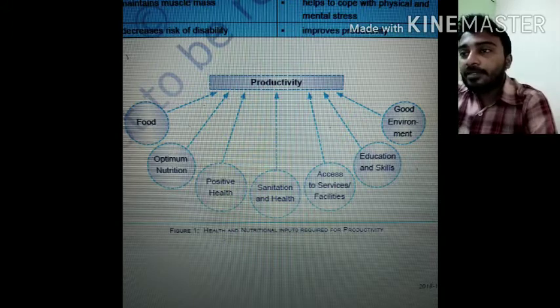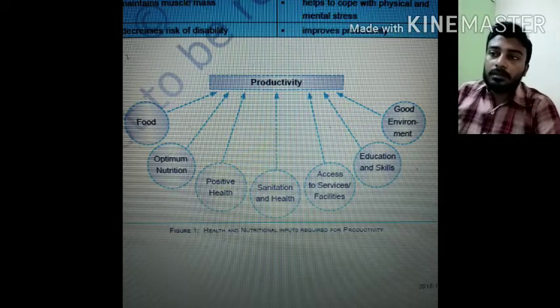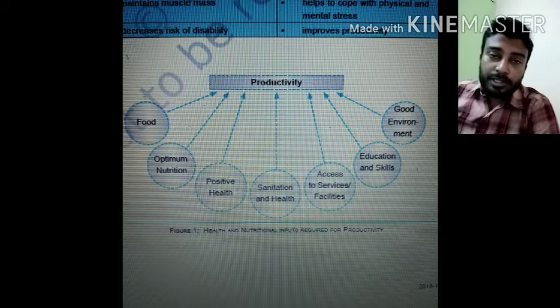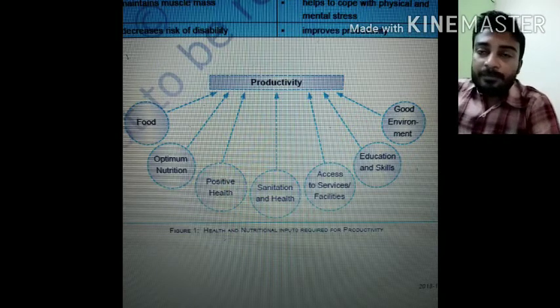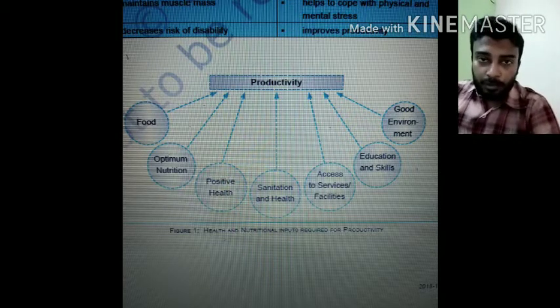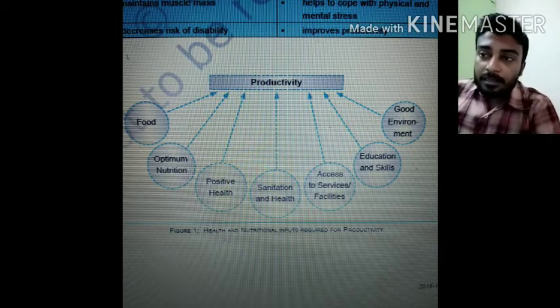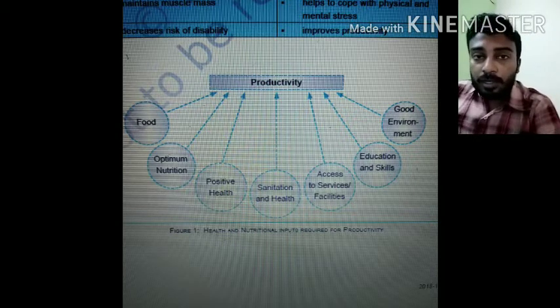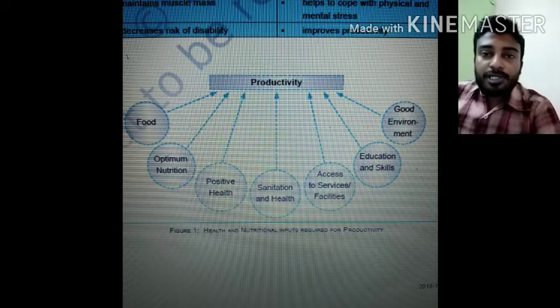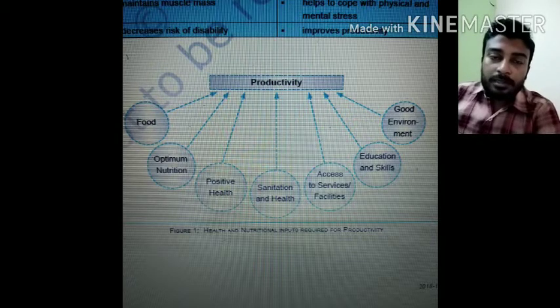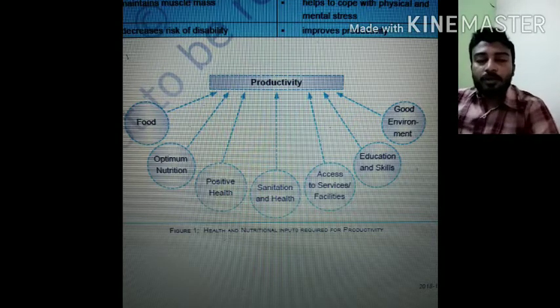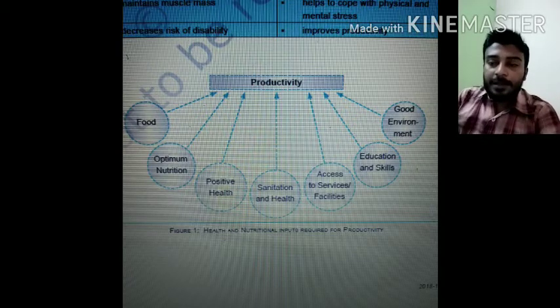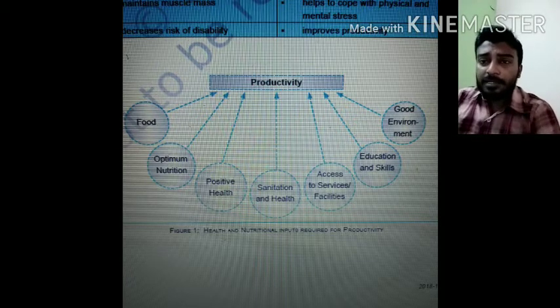And the last requirement is good environment. The last 2 points, that is education and skills and this good environment, are both very important, because without these things the first 5 points will not be maintained properly. Number 1 is you have to be in a good environment, and number 2 is proper education and skills. Without these two, you are not going to acquire the required skills. So this is what we know about the different productivity requirements.